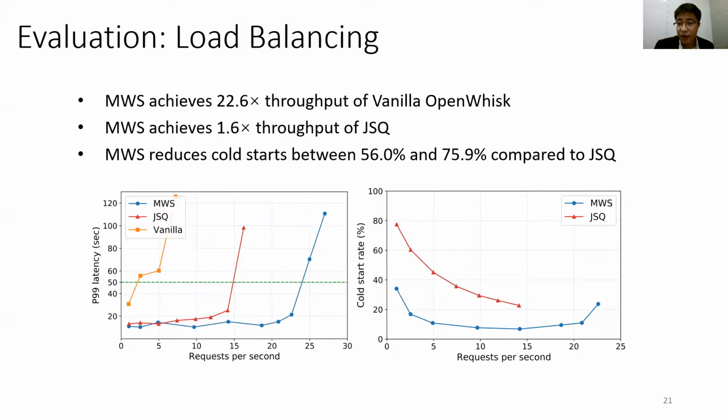First, we evaluated the benefit of the mean worker set load balancing algorithm. The figure on the left shows the 99th percentile latency of mean worker set, join the shortest queue, and vanilla OpenWhisk across different user request RPS. The right figure shows the cold start rate of mean worker set and join the shortest queue. Essentially, mean worker set achieves 22.6x throughput of vanilla OpenWhisk and 1.6x throughput of join the shortest queue. The improvement over join the shortest queue comes from the reduction of cold starts, that the mean worker set reduces cold starts between 56% to 76% compared to join the shortest queue.